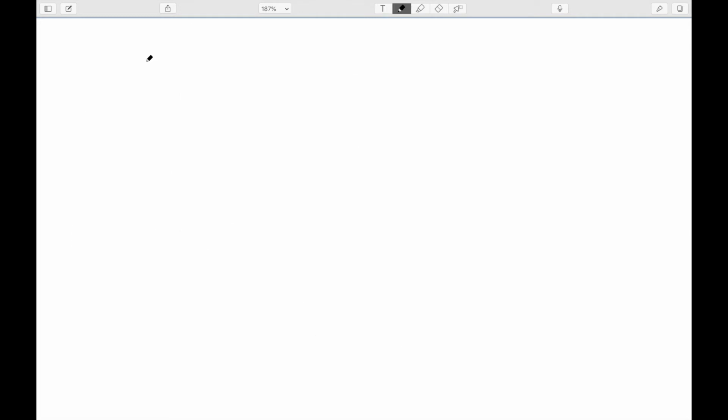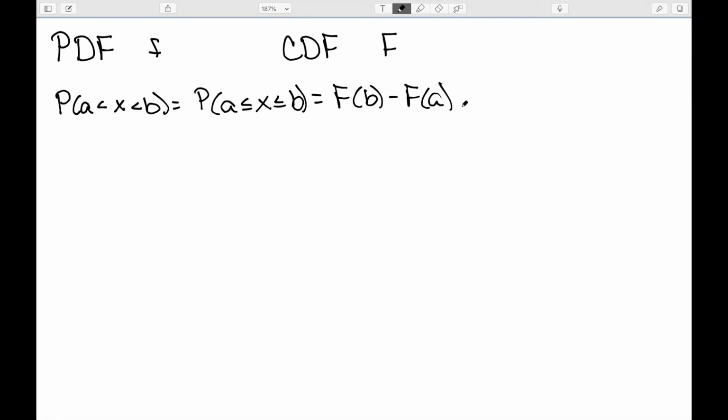Let's look at a couple more properties of the PDF. Let's consider a continuous random variable. The PDF is denoted by lowercase f, and the CDF is denoted by capital F. The first property: the probability that a is less than x is less than b is the exact same thing as the probability of a less than or equal to x, less than or equal to b, since the probability at any particular point is 0, which is capital F of b minus capital F of a. So this part we discussed before. Whenever we discussed a CDF, we talked about why this particular part was true. So the probability can also be given by the CDF.